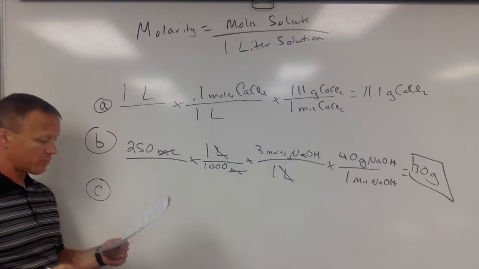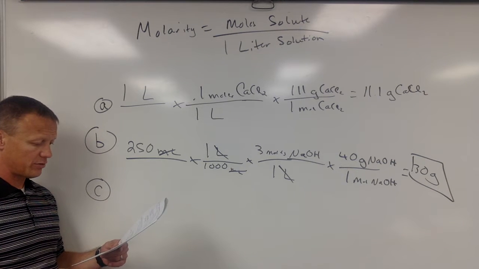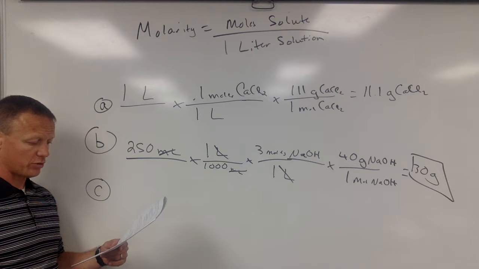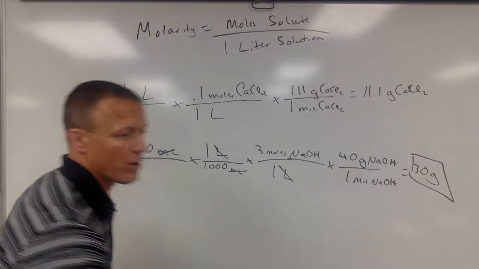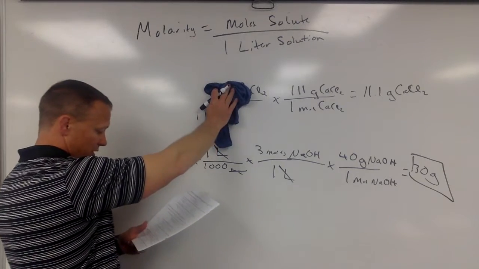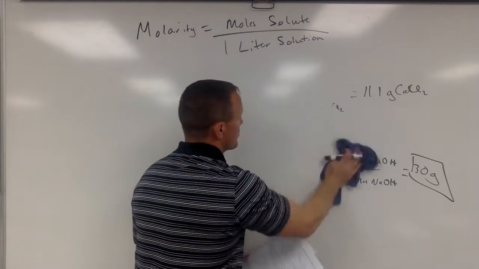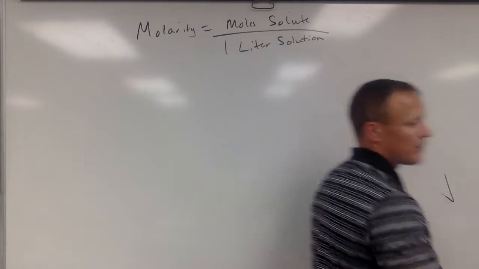Last one there. This one is saying how many grams of CaCl2 should we have dissolved to make a 0.2 molar solution? Actually, I'm going to skip that one, and I'll let you guys get that answer. I'll tell you the answer to letter C is 11.1 grams. I'm going to do letter D instead.